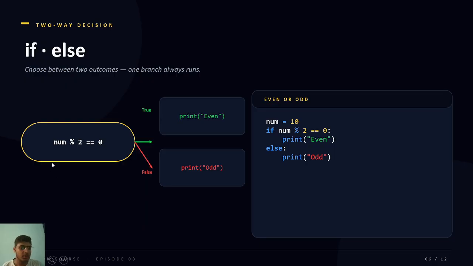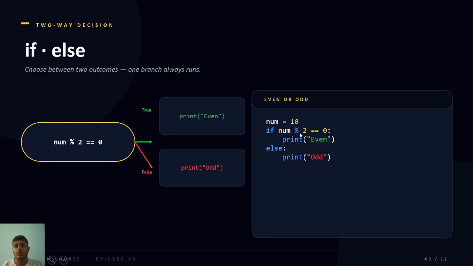Here you can see the syntax. It is as simple as an if statement. We will name a variable num equals 10, and if num modulus 2 is equals to 0, this means when num is divisible by 2 and giving remainder 0, then it will print an even number.